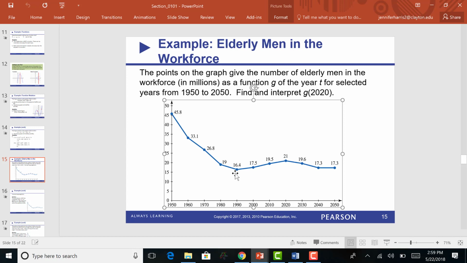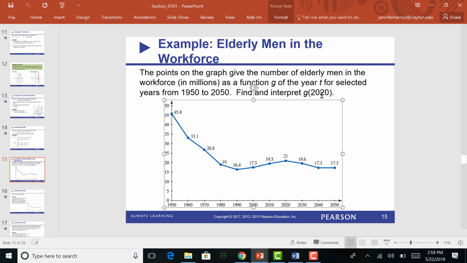All right, question. The question says find and interpret G of 2020. What do I do? You tell me. If it says find and interpret G of 2020, tell me in English, what does G of 2020 mean? 21 million. Say it in English. Give me a sentence. Do the math.